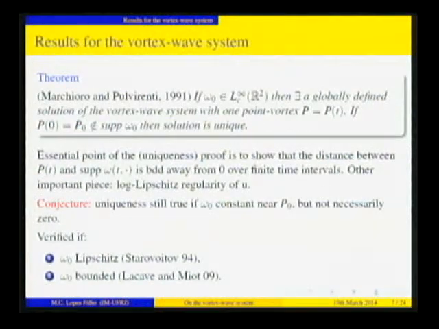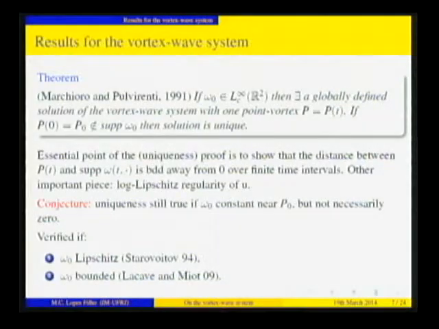Okay? And so the point of departure, the Yudovich-level result for the vortex-wave system, the first one, was proved by Marchioro and Pulvirenti themselves in '91. They say that if the initial vorticity is L-infinity with compact support, then there exists a globally defined solution of the vortex-wave system. So first, existence with the one point vortex. And if the initial location of the point vortex is not in the support of the vorticity, then the solution is unique. You can actually reprove the Yudovich-type uniqueness if you assume the point vortex is outside of the support of the vorticity. It's a very important issue here.